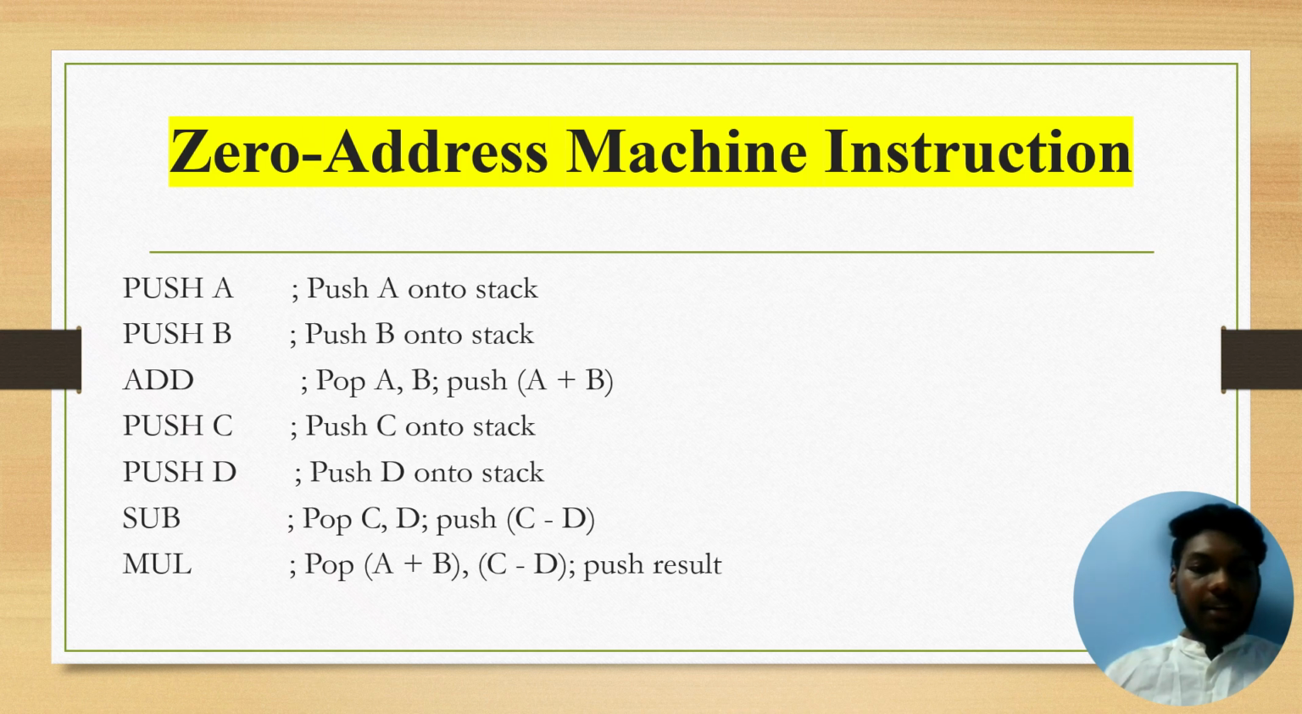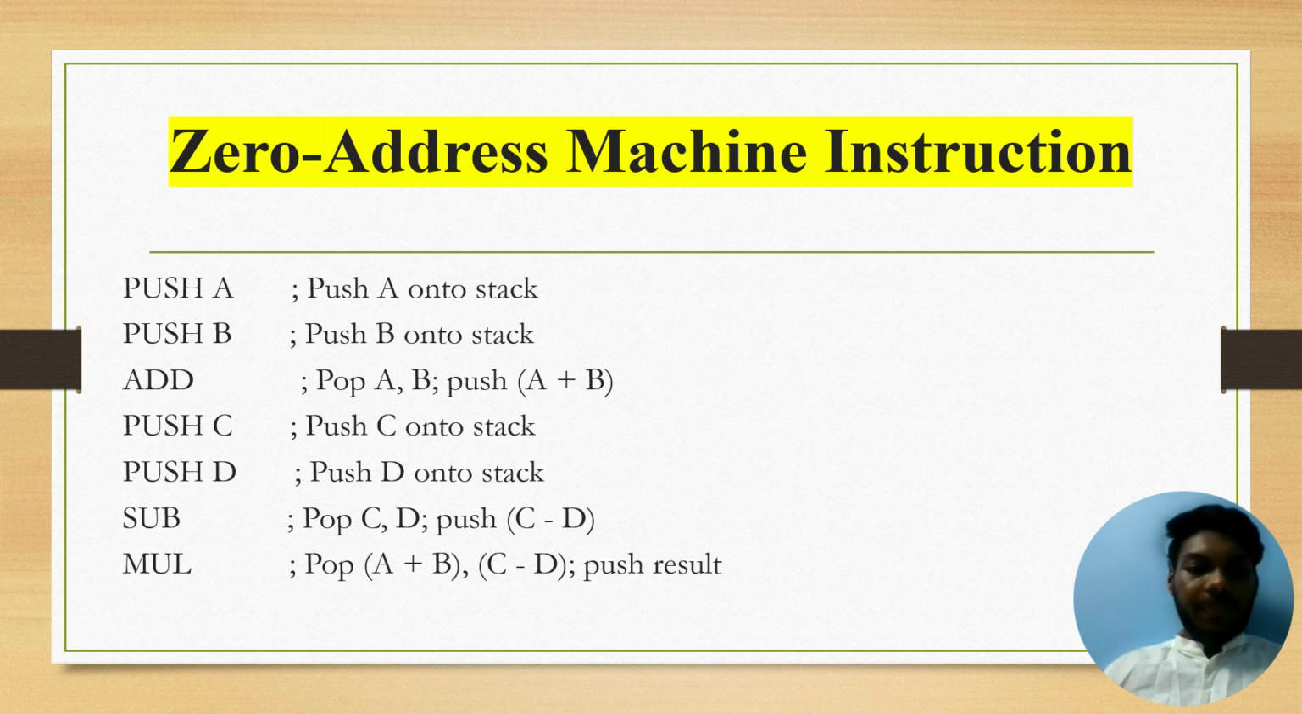Third is add. The add instruction pops A and B from the stack, performs the addition A plus B, and pushes the result back onto the stack. The following will be push C. C is pushed onto the stack. Next will be push D. Similarly, D is pushed onto the stack. At this stage, the stack contains A plus B from the previous calculation, as well as C and D.